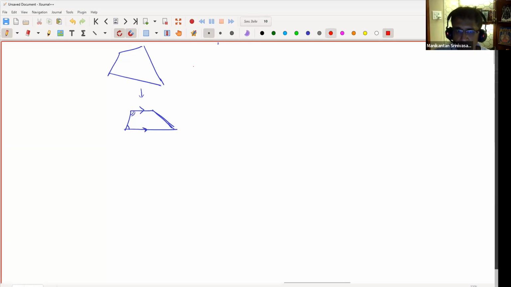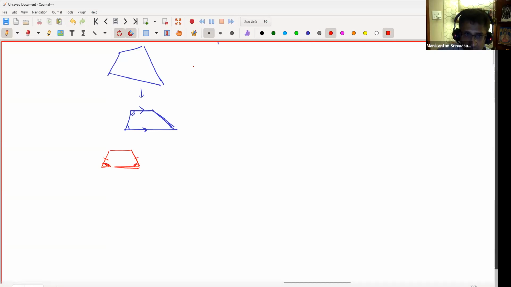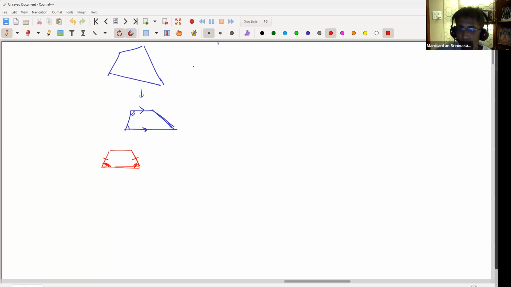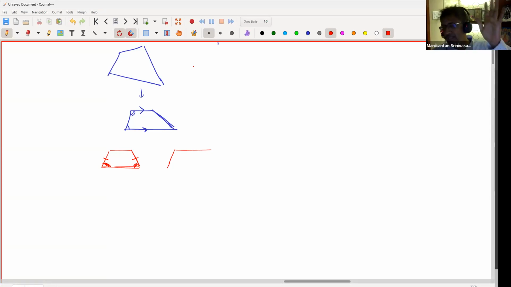Okay. Now from a trapezium, I can have an isosceles trapezium, which has the property that the two base angles are same. I shouldn't say the two bases are same. The two base angles are same because that's a different restriction. If I say the two legs are same, then I can also have a parallelogram.